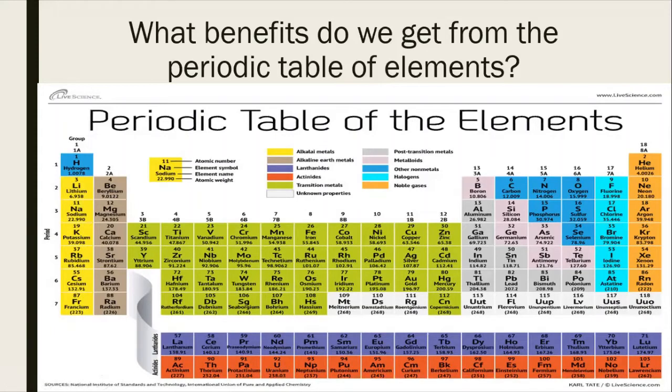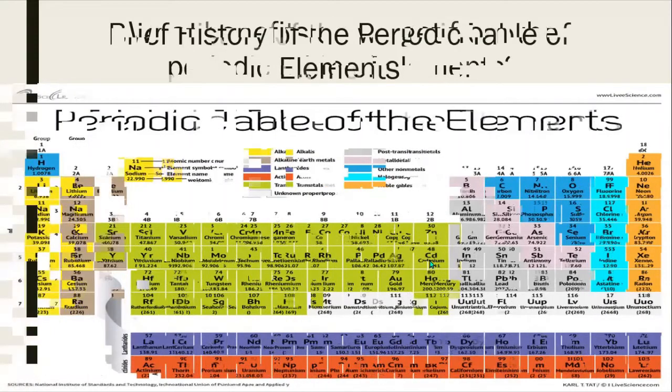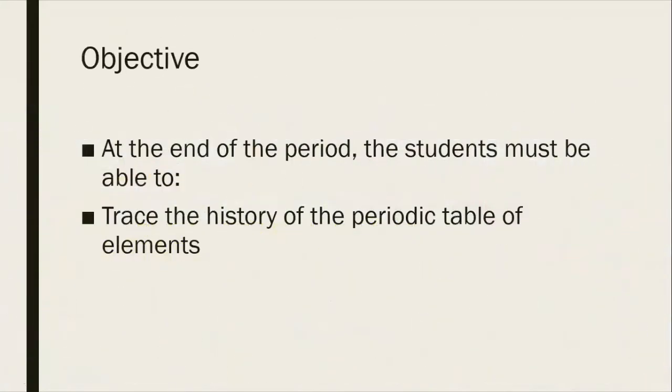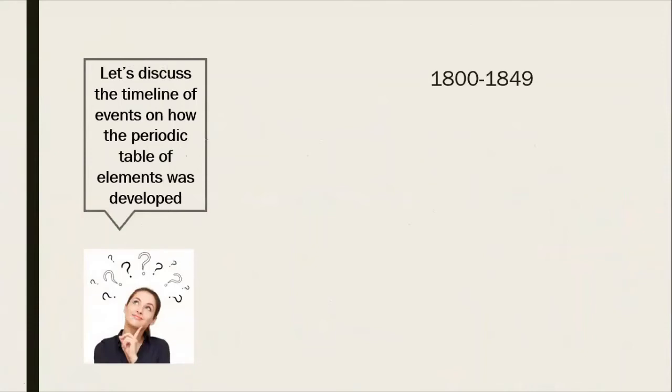Okay? Now, however, we're going to learn about the brief history of the periodic table. Paano nga ba nabuo ang isang periodic table? Okay, so we have to trace back the history. So that's one of our major objectives for today. We're going to trace the history of the periodic table. Okay, so let's start with the timeline. Let's start with the first timeline. So we have 1800 to 1849.